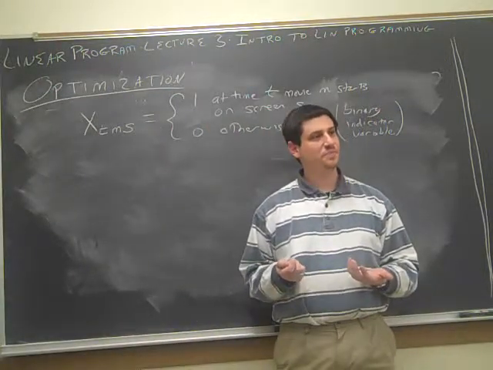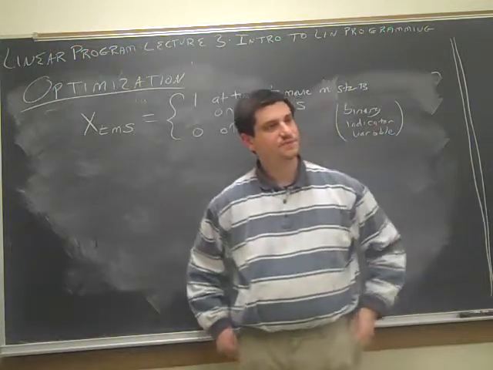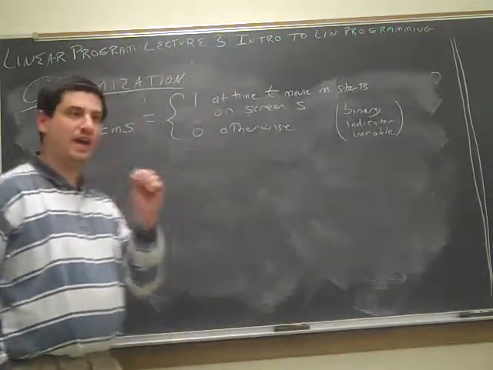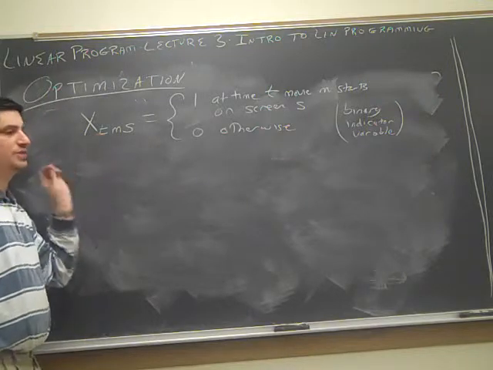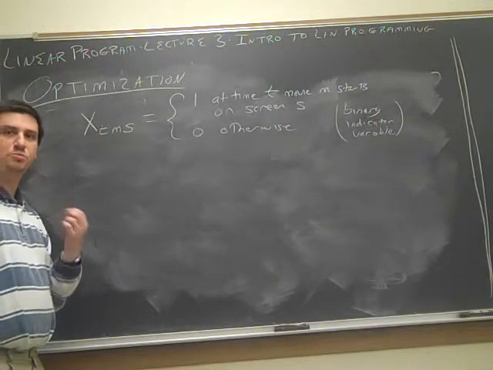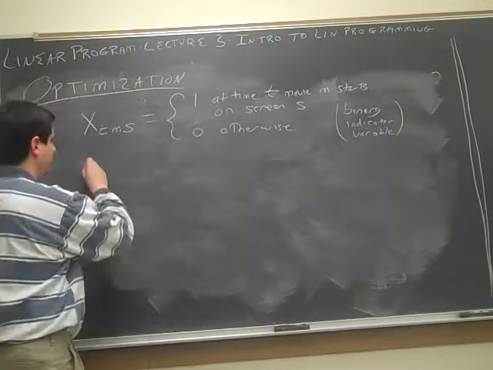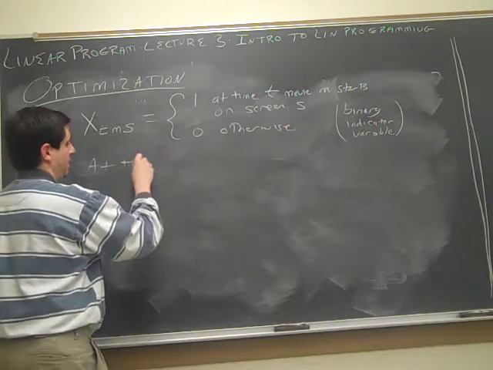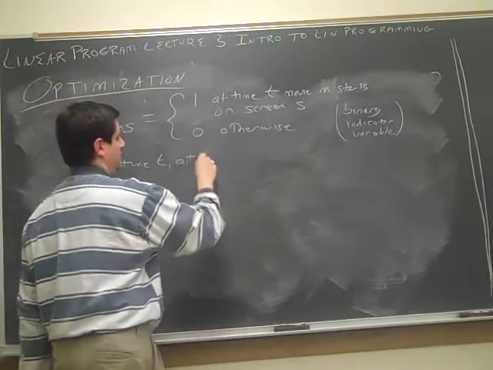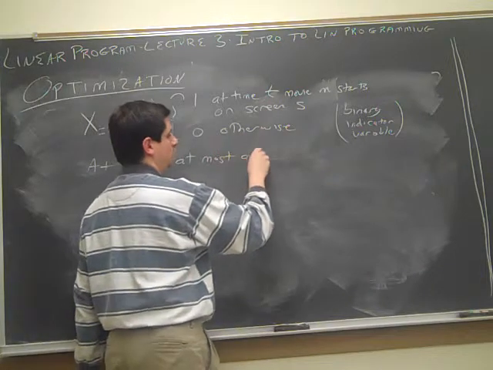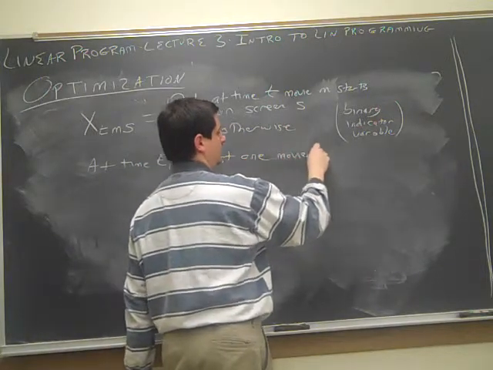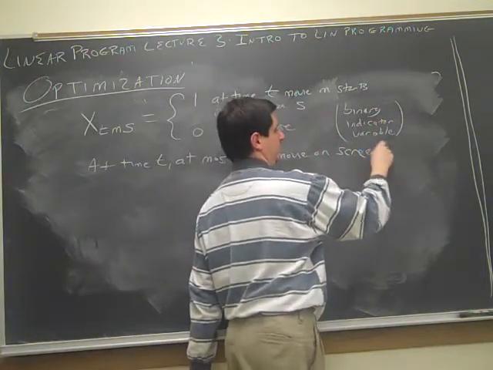So at time t, we'll just do one constraint today. At time t, at most one movie can be playing on a screen. Right? At time t, at most one movie on screen s.